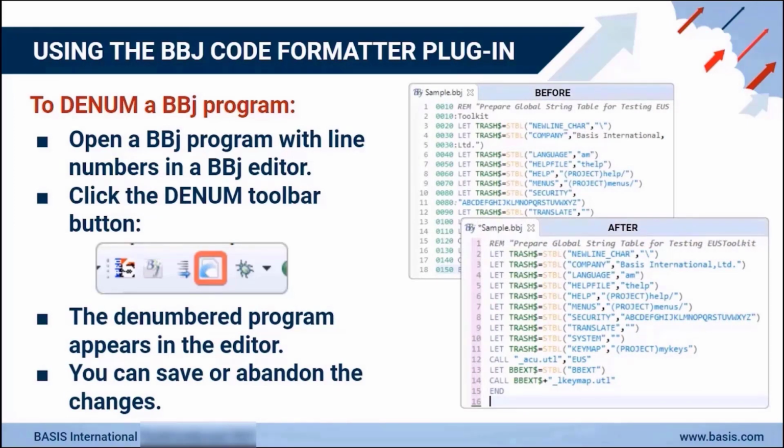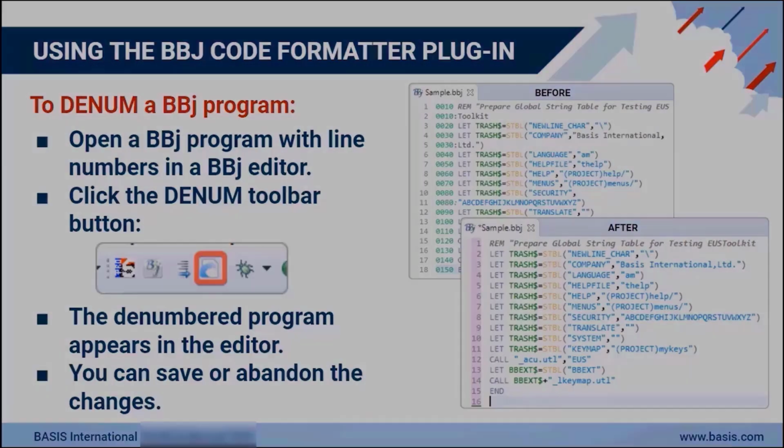If you look on the right, we have the before and after. So the before box at the top clearly has BBJ line numbers in the code, and the after box below that clearly no longer has BBJ line numbers.